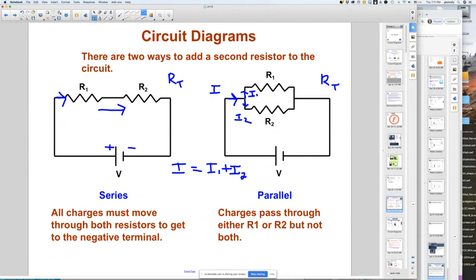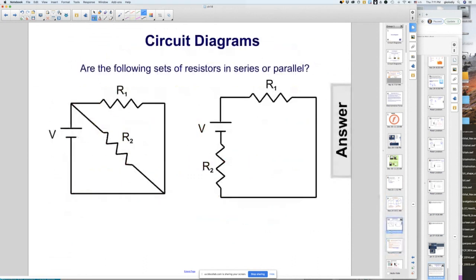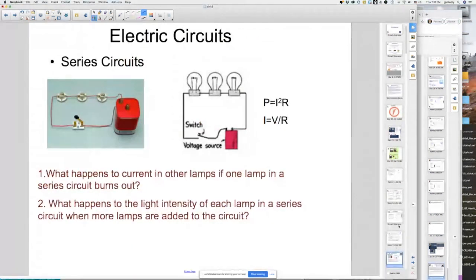It's a different way of doing them for both. And so let's take a look at this type of circuit. We have 3 light bulbs connected to a battery with a switch here.